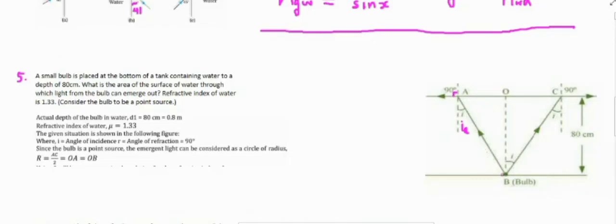Now assume that the light falls with an angle more than IC. Then what will happen if it falls with an angle more than IC? Then you know light travels from denser medium to rarer medium, and the angle of incidence here is greater than the critical angle, so the light will undergo total internal reflection. So then you will not get any emerging light outside.